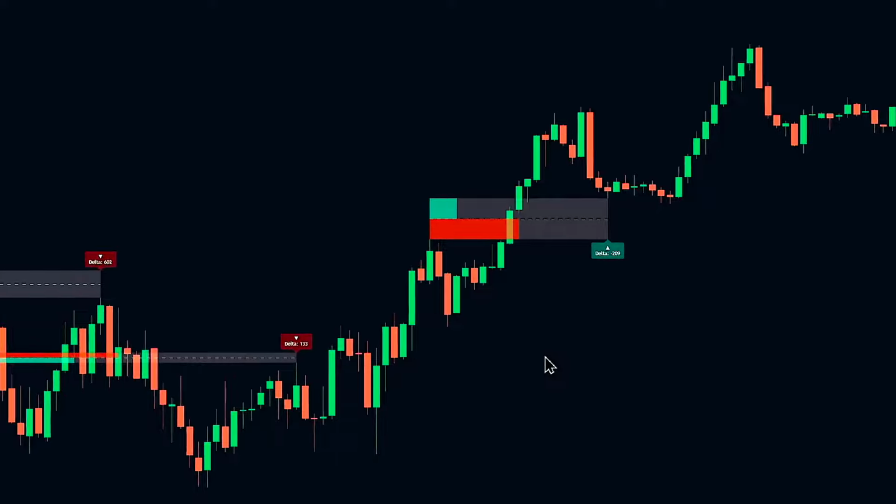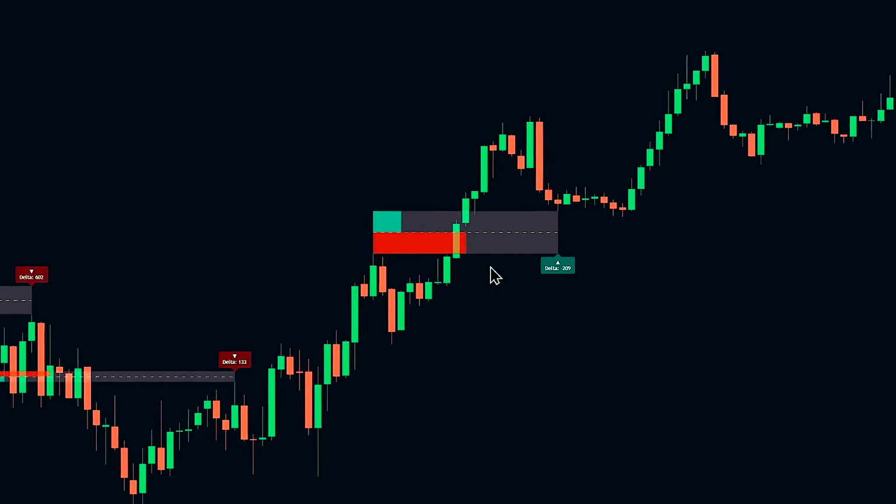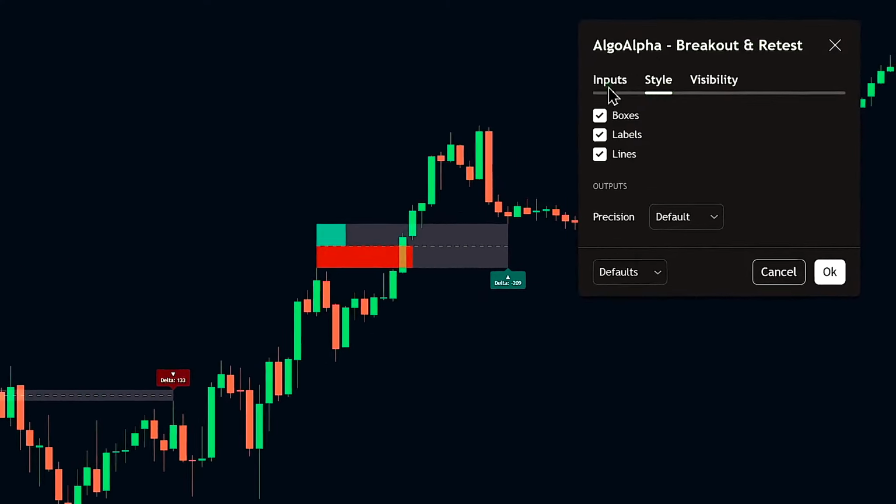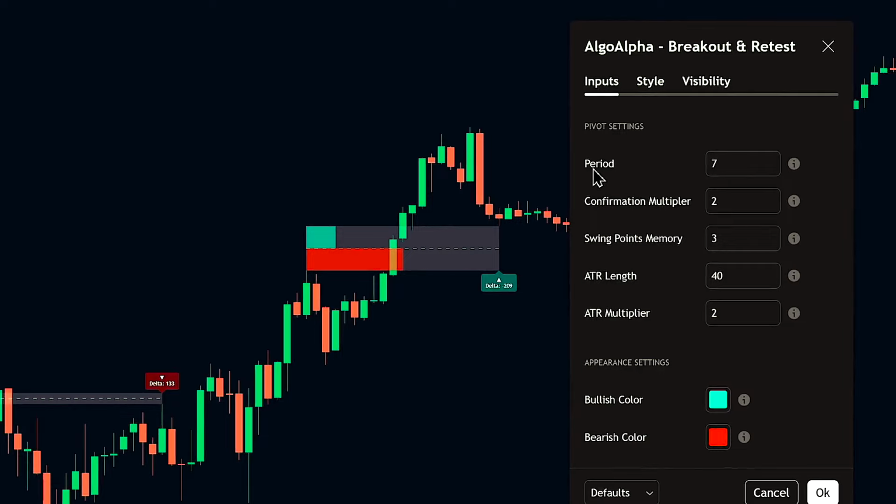This indicator offers a bunch of custom settings. In the inputs, you'll see an option for pivot detection period that tells the tool how many candles to look back to find support or resistance areas. I'm going to keep mine at the default.